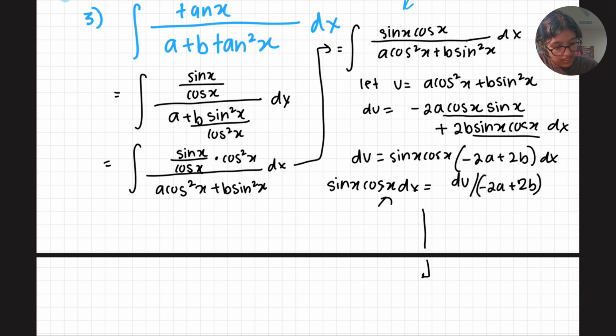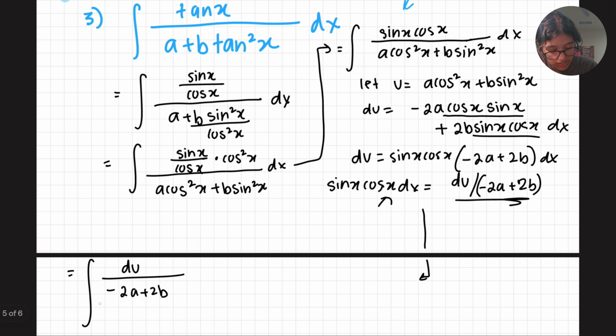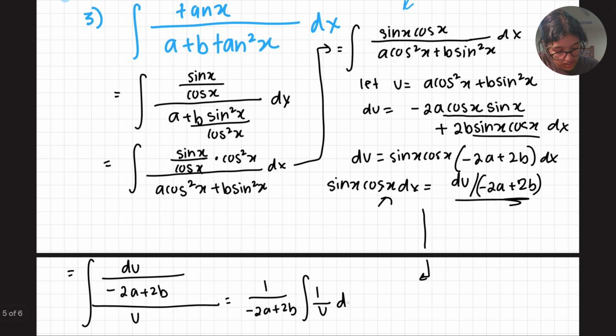We're going to take this down here. We have the integration of this whole thing is going to be equal to this right over here. So du over minus 2a plus 2b. And then integration right over there. That is just the numerator. And then the denominator is just going to be u, because that's what we substituted for u. I'm going to take this outside because it's just a constant, right? So that's going to be 1 over minus 2a plus 2b, integration 1 over u du.